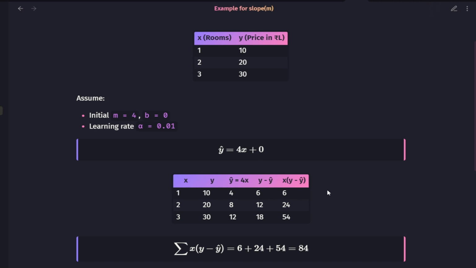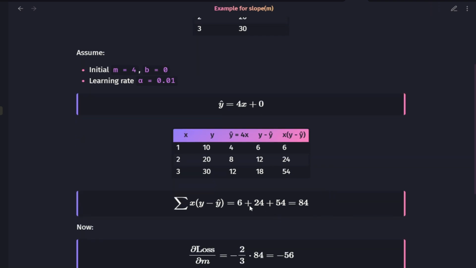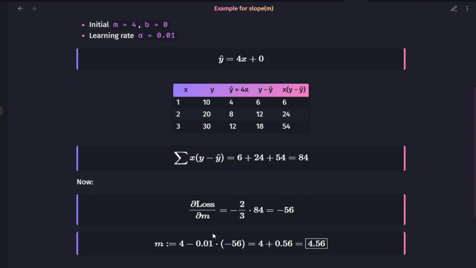When we add up all the values of x times (y minus y hat), we get 84. Using the formula for updating m, the new slope becomes 4.56. This means our model is learning. The slope changed from 4 to 4.56 to improve predictions. By repeating this process, we keep moving closer to the best fit line.